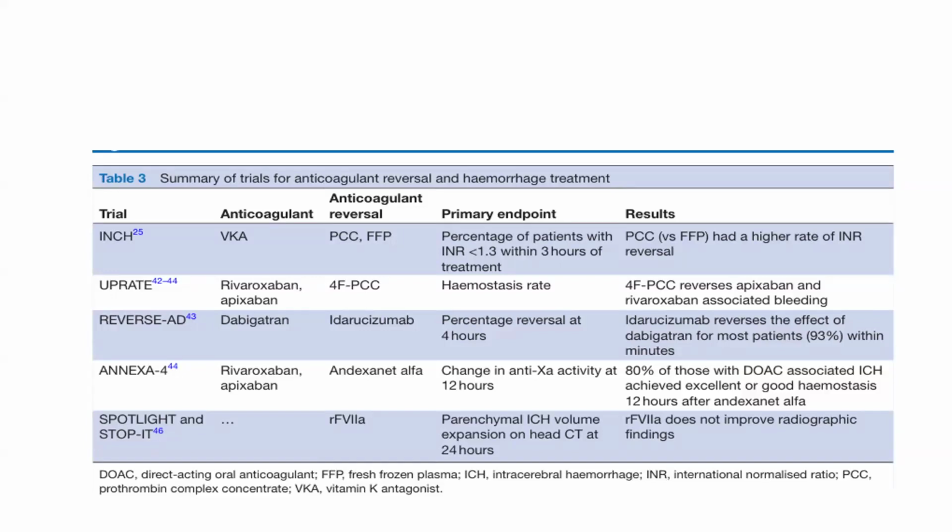The RE-VERSE AD trial showed that idarucizumab reverses the effect of dabigatran for most patients within minutes. Then the ANNEXA-4 trial, the result of which was that 80% of those with direct oral anticoagulant associated ICH achieved excellent or good hemostasis within 12 hours after andexanet alpha. Then the Spotlight and STOP-IT trials, which used factor 7A. Factor 7A did not improve the radiographic findings.